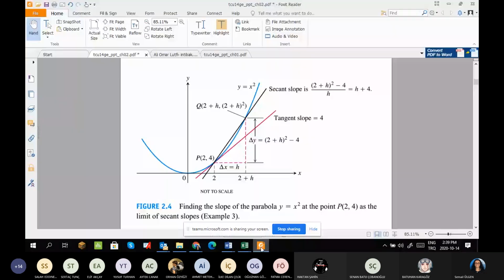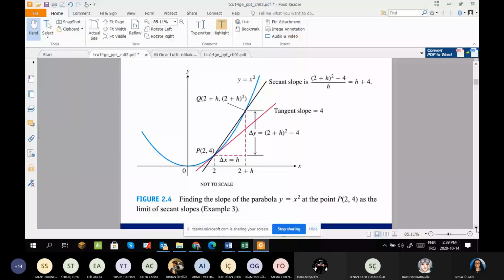Okay, so this is the picture that I want to talk to you about. This is an example of what we just said. I want you to observe this picture. This blue one is y equals x squared. We have the point Q here and the point P here. This point Q is moving towards P, you can consider. Each time Q moves towards P, we have different secant lines, and of course these secant lines have slopes. Each time there's a different slope, right?